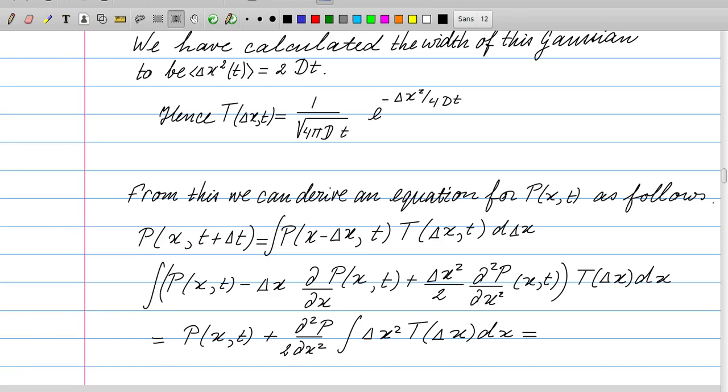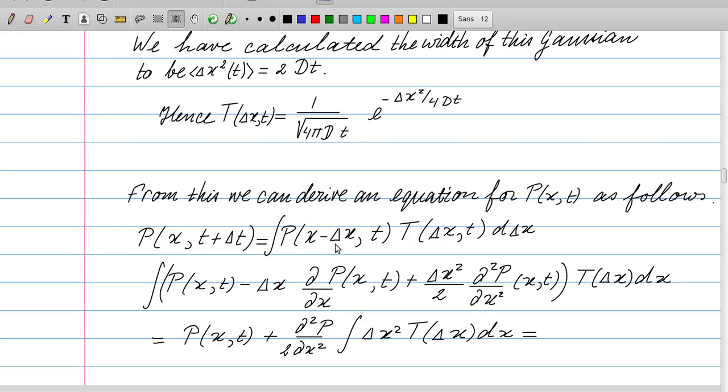Now, having this transition probability, we can write up an equation which gives us the evolution of this probability distribution P. We start from a distribution at time t, and we want to make a statement about the distribution at t plus delta t. If at a later time t plus delta t we are at position x, then at the previous time t we were at a position x minus delta x, and the probability to go from that situation to this situation is given by the probability to make a step of size delta x, and that's this T that we have just found, the Gaussian probability distribution.